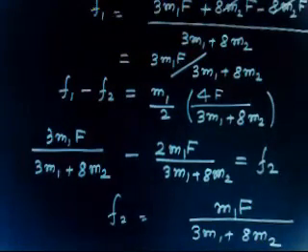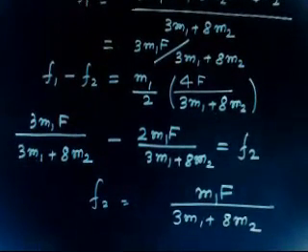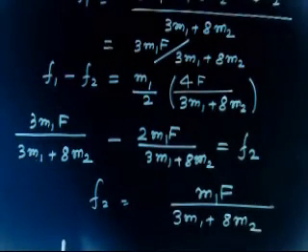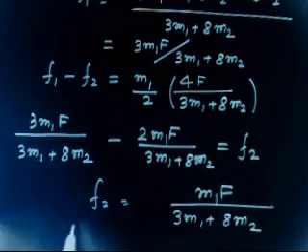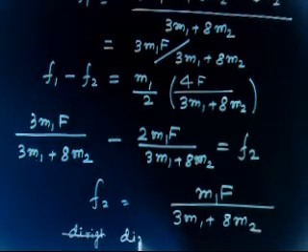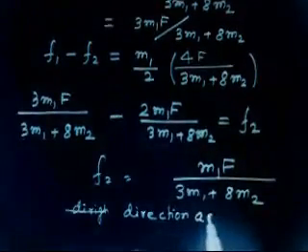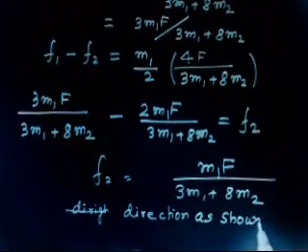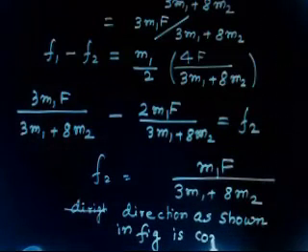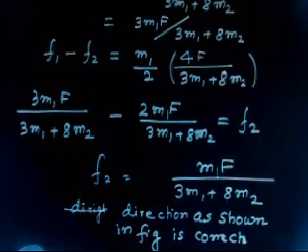So you see, in this case the F2 that is coming is positive. This positive sign shows that the direction of F2 that I have assumed is right. So the direction of force F2 that is shown in the figure is right. So the direction as shown in the figure is correct because I am getting a plus sign. So direction shown is correct.